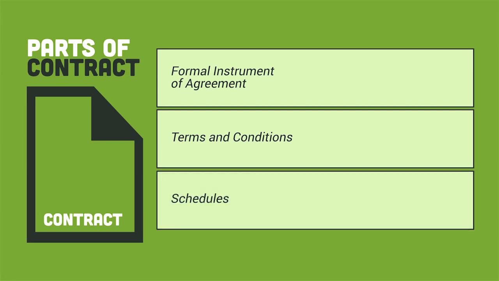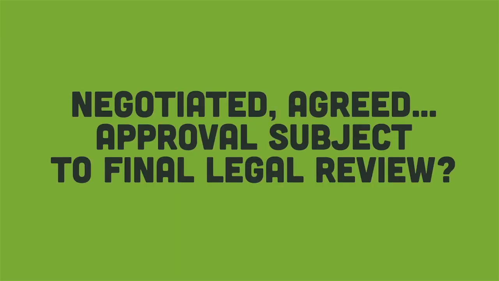Schedules cover all the details that need to be considered: the scope, the specifications, performance and service levels, pricing and reviews, that kind of thing. These items tend to change, so make sure you write in how this process will work, especially price reviews. Remember, all three parts are legally binding, not just the T&Cs. Now, it's not uncommon to have negotiated, agreed, and then still need to get final legal review for approval.